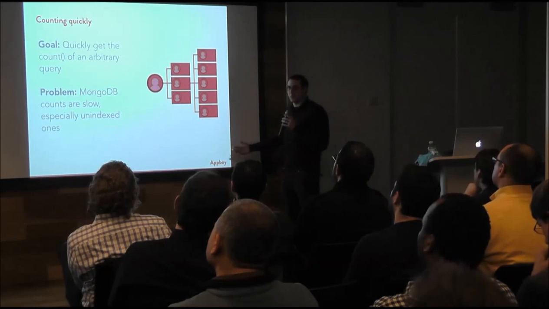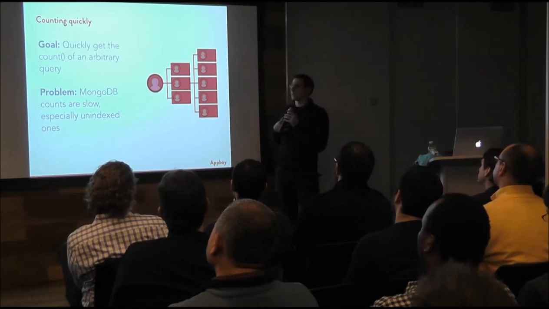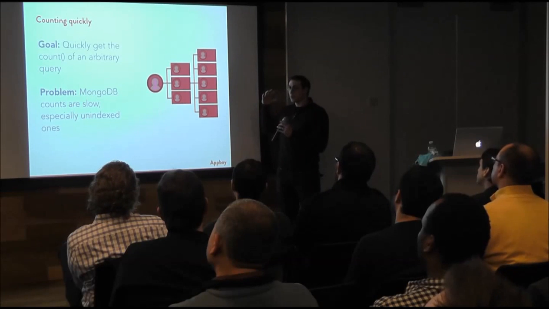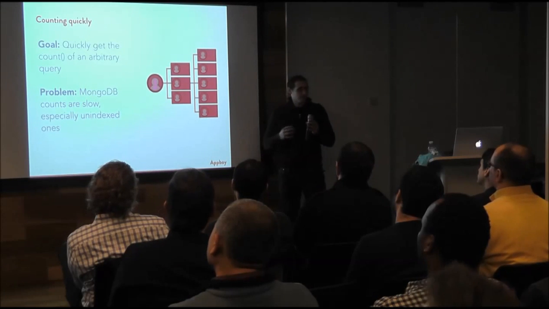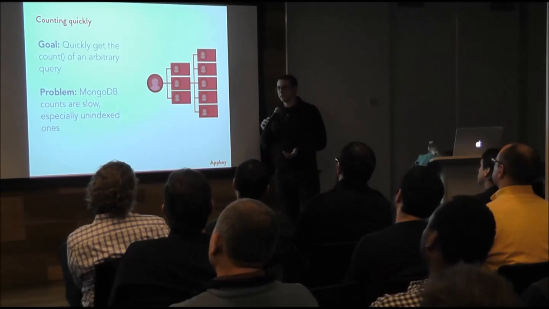But the problem, as you saw, is we have all these filters. We don't get to control what the user puts in. They have 20 dimensions that we provide, and then they can log arbitrary data to us and filter based on that. So I have an arbitrary query that I want to get statistics about. And the problem is that MongoDB counts are really slow, especially on indexed ones.